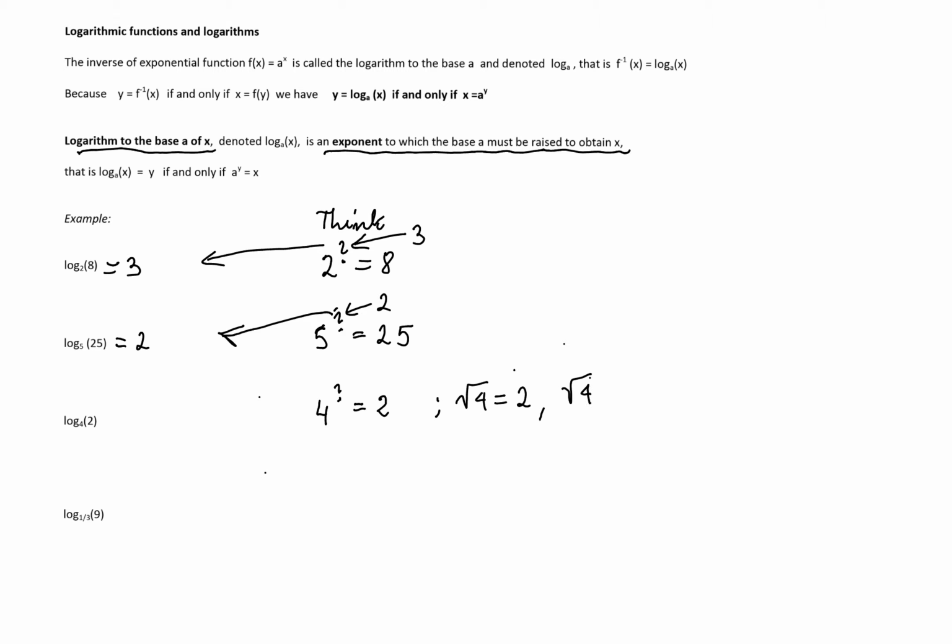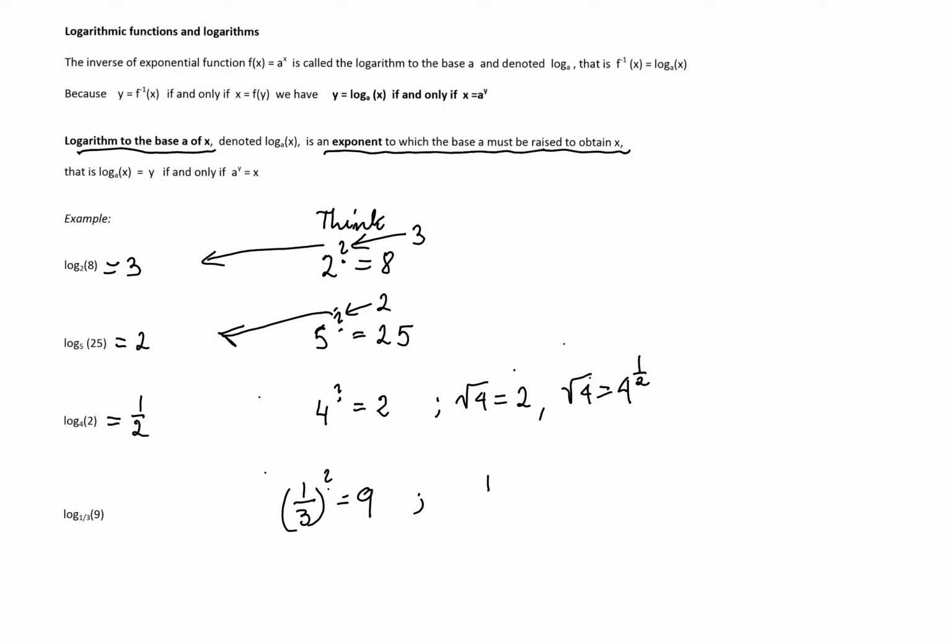The next one is logarithm to the base 4 of 2. So again, I'm thinking: 4 to what power is going to give me 2? And remembering that the square root of 4 is equal to 2, and the square root of 4 is 4 to the 1/2 power, my answer is quickly that logarithm to the base 4 of 2 is 1/2.